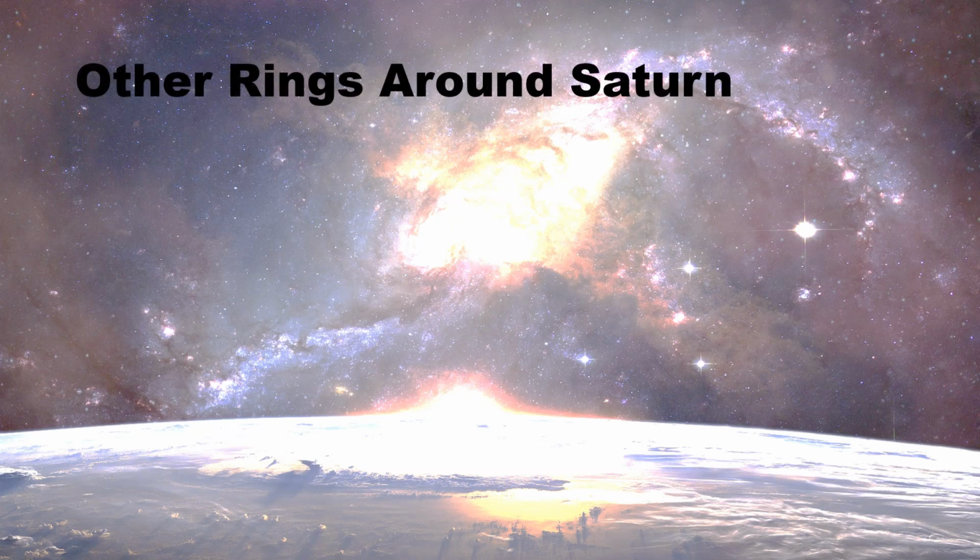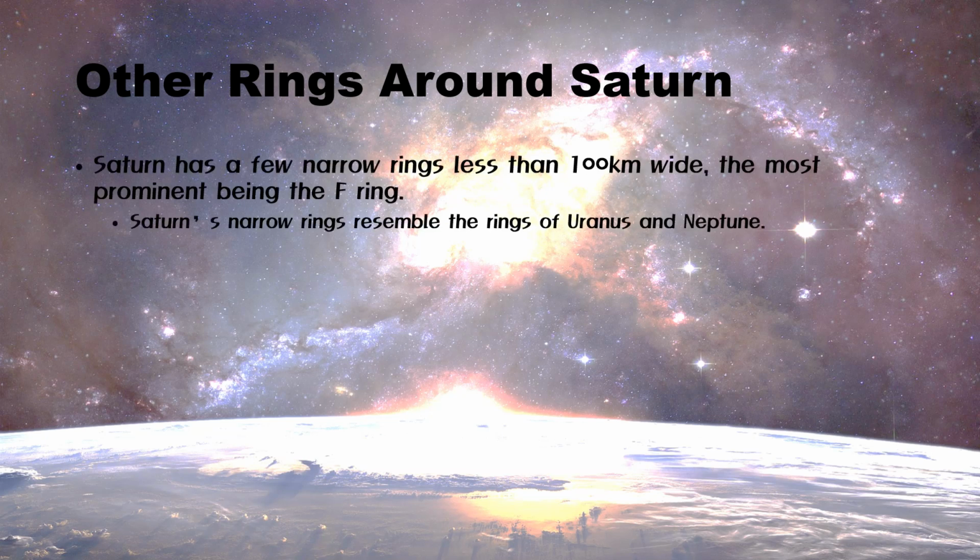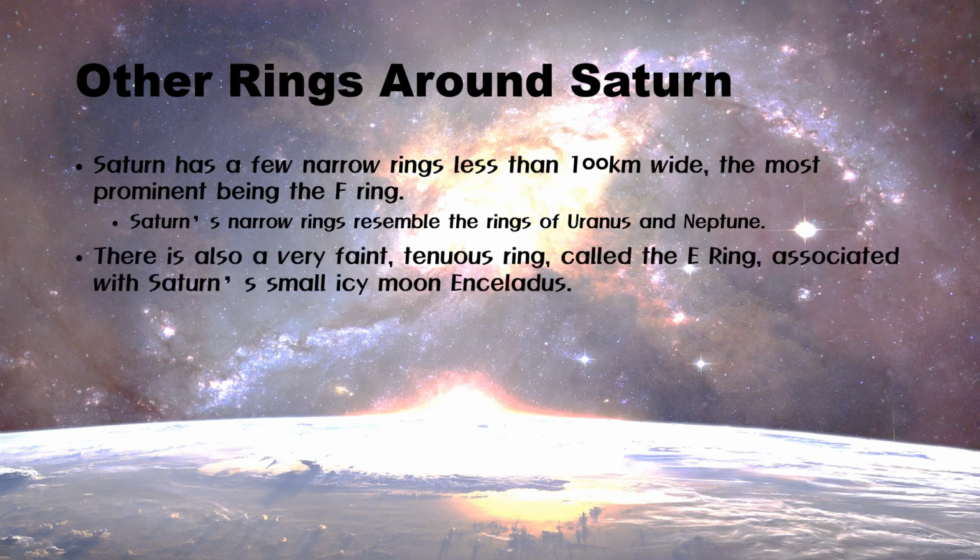Now, what about the other rings around Saturn? Because there are other ring systems besides the A, B, and C ring. Well, Saturn has a few narrow rings less than 100 kilometers wide, the most prominent being referred to as the F ring. Now, Saturn's narrow rings resemble much more closely the ring makeup that we would see around Uranus and Neptune. There's also a very faint tenuous ring, which we refer to as the E ring, associated with Saturn's small icy moon, Enceladus. Easy way to remember that one, E-ring refers to that moon.